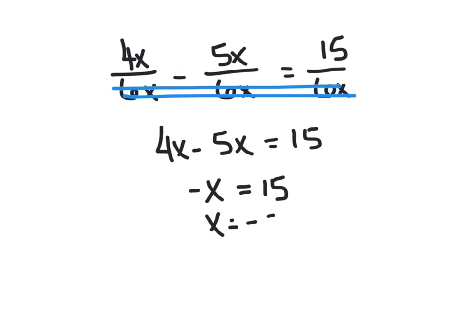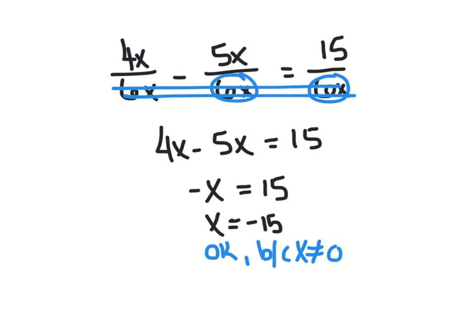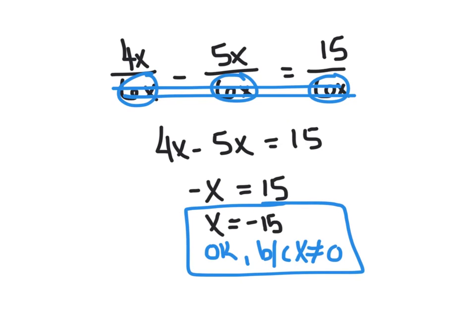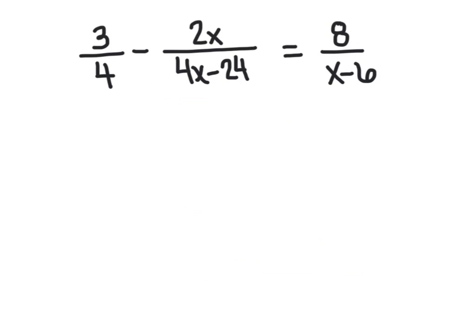Divide both sides by negative 1 to get x equals negative 15. Is this an acceptable answer? Is this an answer that we can accept and approve, or do we have to reject it? Well, I'm going to say that it's okay because the only restriction is that x is not allowed to equal 0. Again, looking at my denominators we had here. So negative 15 is the winner. In our next example here, we do have a little bit of factoring to be done.